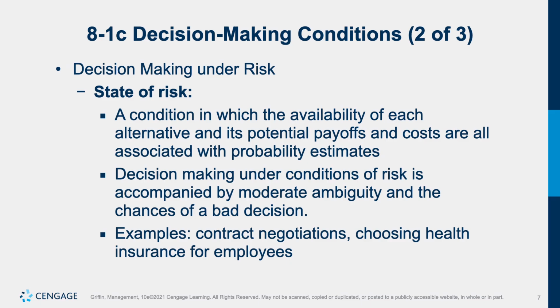Decision making under risk. Under a state of risk, this is a condition whereby the availability of the alternatives that could come handy for such decisions to be made, the outcomes that can stem from each of those alternatives, and the associated costs are determined on a probability basis. It's not for sure that the alternatives for decisions to be made would be available.